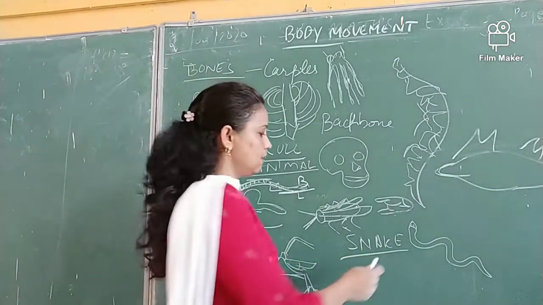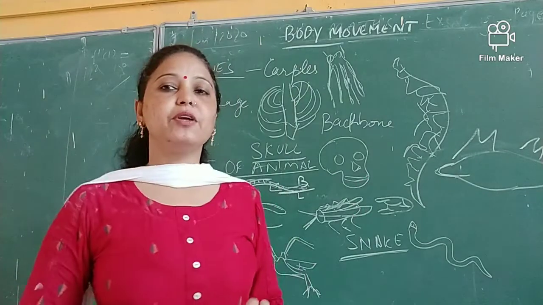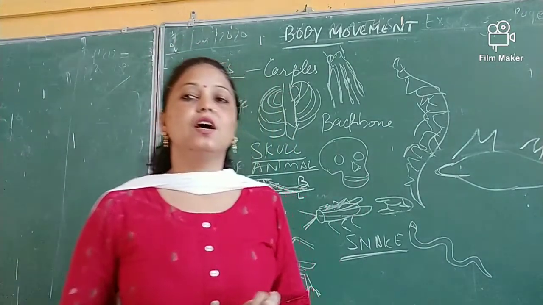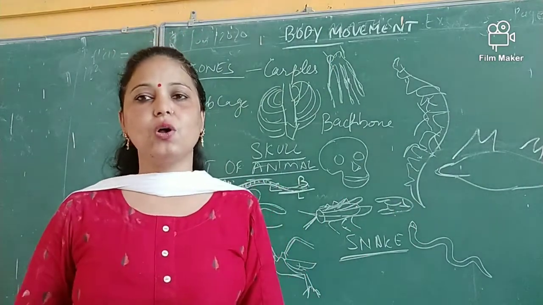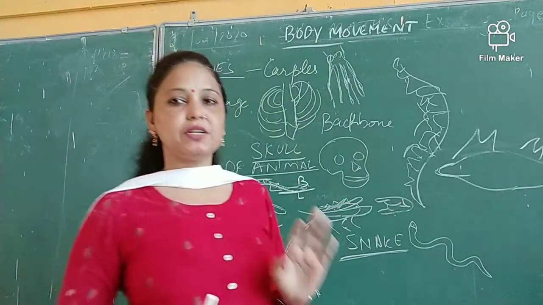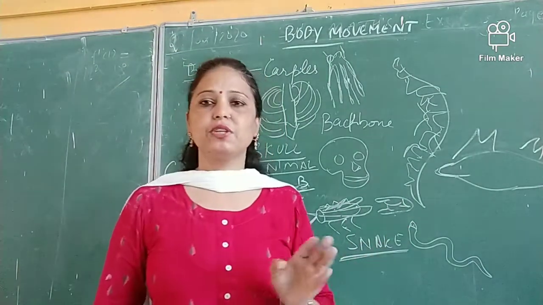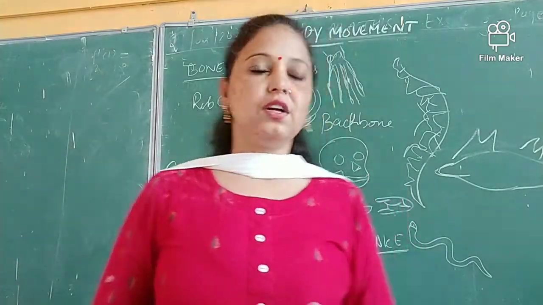Now the last one is the snake. You have seen the snake, and many of you have heard that snakes do not have bones, but that is incorrect. Snakes also have bones, but these bones are very fine and bound with the muscle, and it is very flexible so that it can easily crawl, or you can say slither.